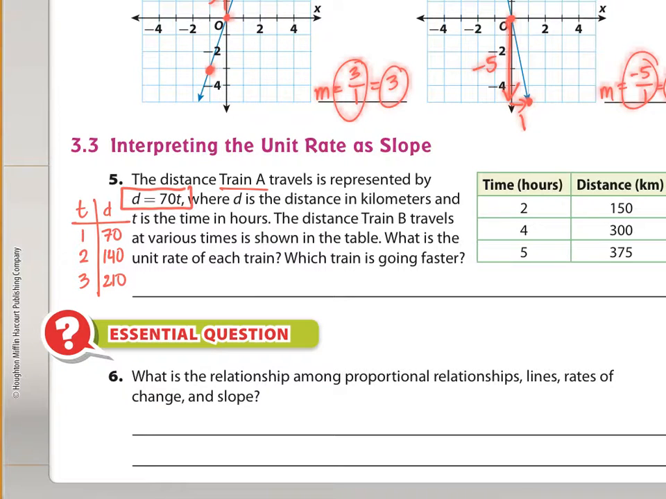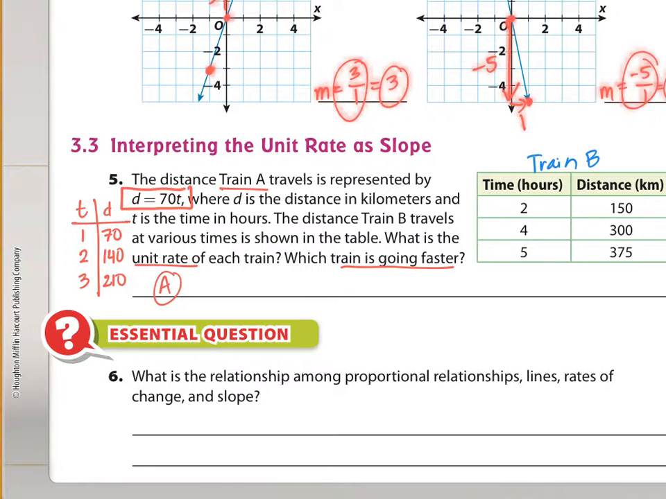And then train B is represented by the table. It tells you in the problem that train B at various times, so we have times of 2 hours, 4 hours, and 5 hours, and how far it goes. So your task here is to find the unit rate of each train and which train is going faster. Okay, go ahead and pause it while you take, since I gave you some really good hints there. Pause it for a couple minutes and continue for the solution.